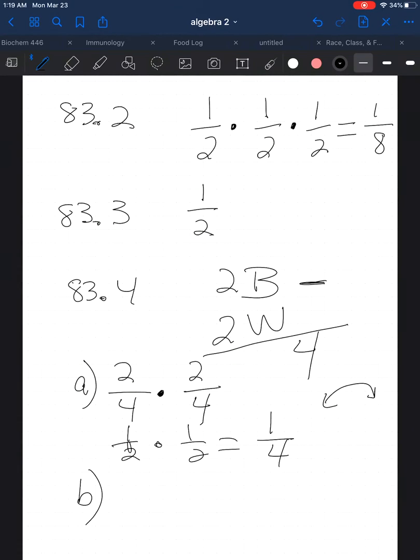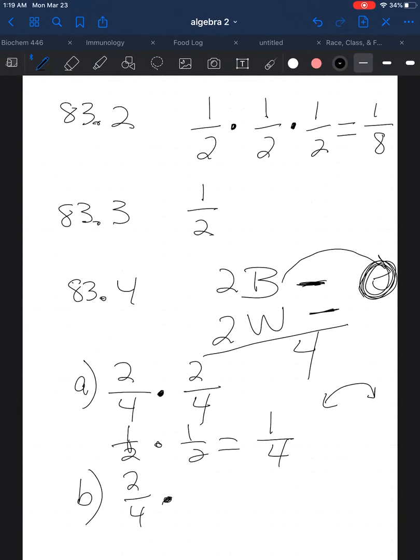All right, the next one, letter B, says, if the first marble is not replaced before the second marble is drawn, what is the probability that both marbles are black? All right, so the first condition is still the same. Before we draw anything, we have 2 black and we have 2 whites. So the probability of getting a black on the first one is still 2 out of 4, isn't it? But this time, we pull a black marble out, and we're going to leave it out. We're not going to put it back in.